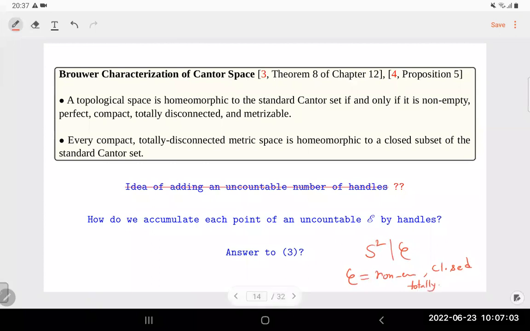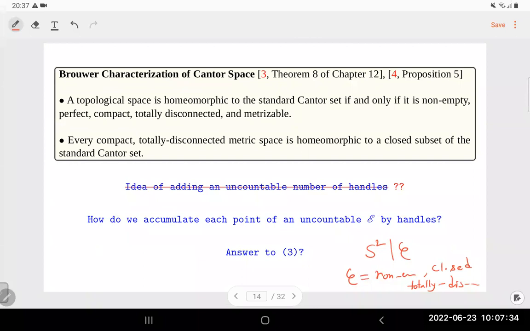Totally disconnected means every connected component is a singleton. So the Brouwer characterization theorem says that a set is homeomorphic to the standard Cantor set if and only if it is non-empty, perfect, compact, totally disconnected, and metrizable. Perfect means each point is a limit point. Metrizable means its topology comes from some metric.